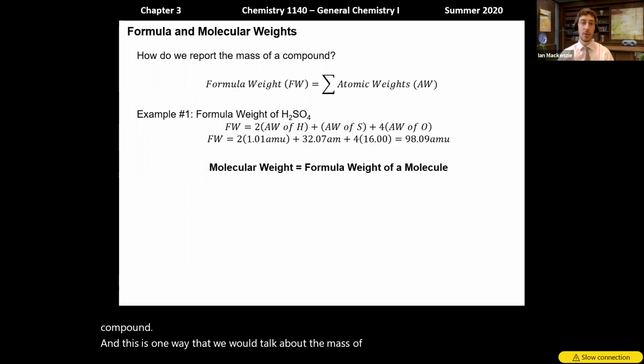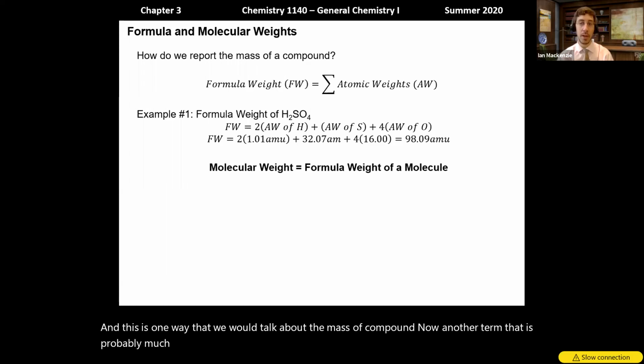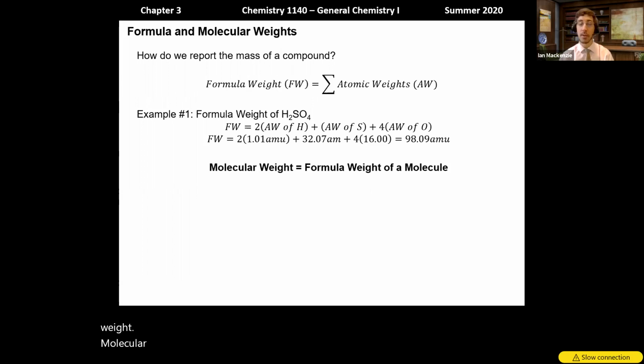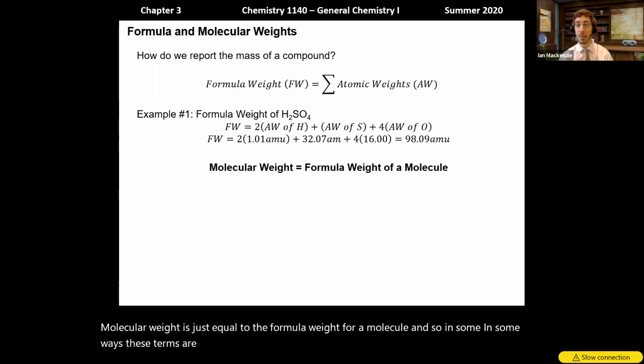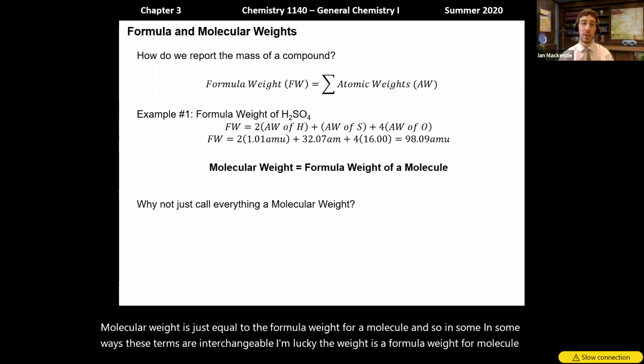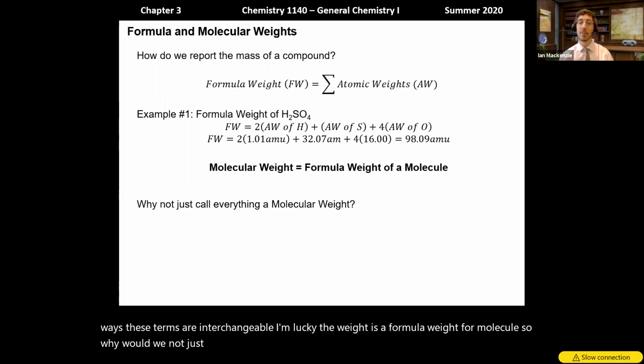Now, another term that is probably much more familiar than formula weight is something that's known as the molecular weight. Molecular weight is just equal to the formula weight for a molecule. And so in some ways, these terms are interchangeable. A molecular weight is a formula weight for a molecule. So why would we not just use molecular weight for everything instead of using formula weight?